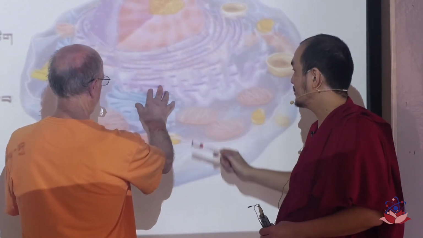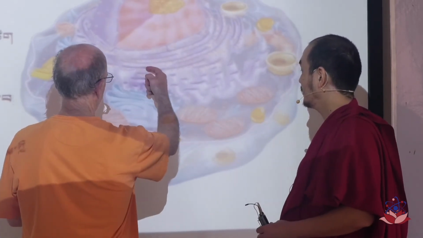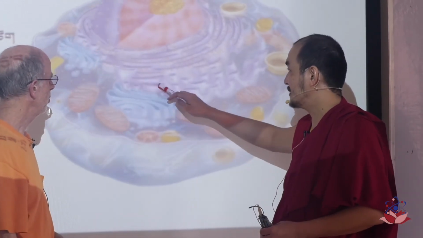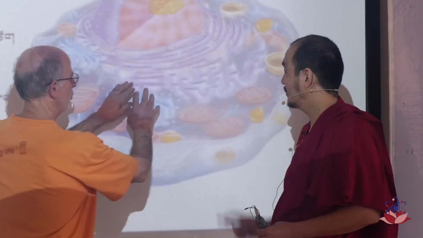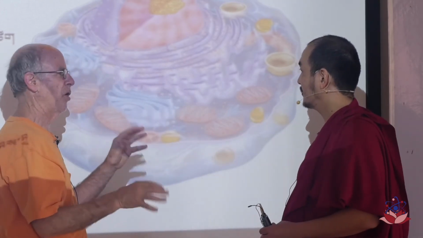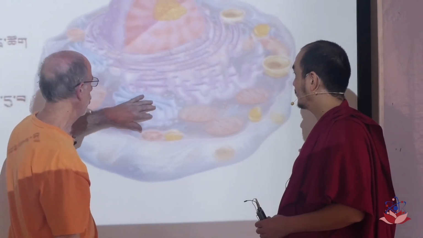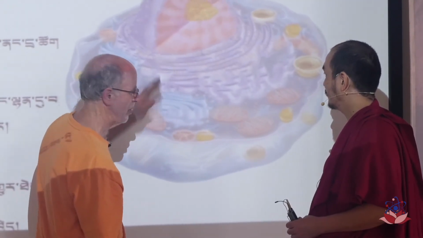This is not smooth ER. No, it is, as it's drawn here, but there has to be another way for this to get from there to there. But this one doesn't produce lipids. No, for right now, the smooth ER all produces lipids.